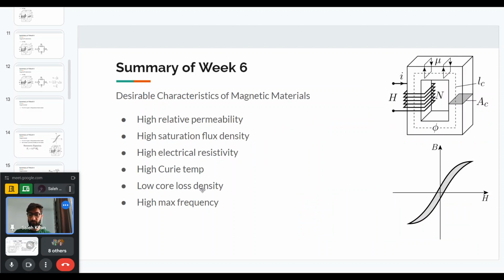Next, there are different types of magnetic materials that I cannot go into right now because the time is limited. But I'll just talk about some desirable characteristics of the magnetic materials.